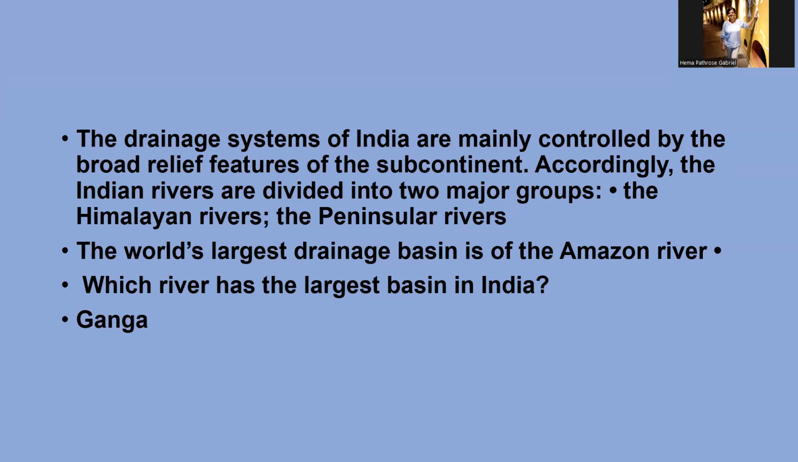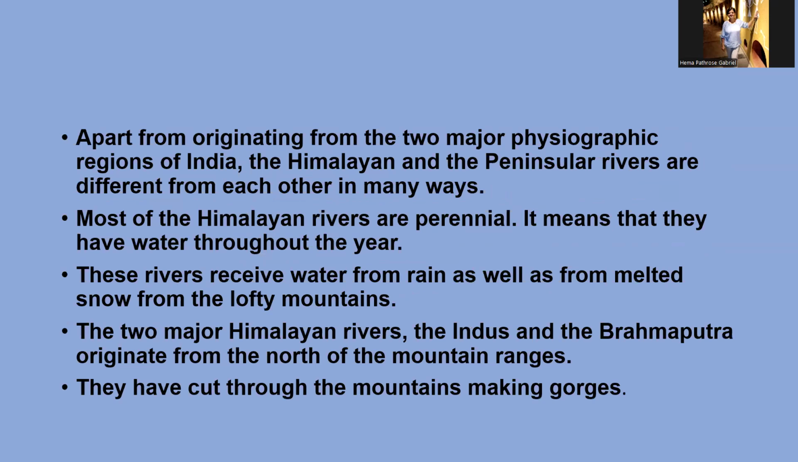The Himalayan rivers originate from Himalayas. The peninsular rivers originate from central highlands, western Ghats, and eastern Ghats. And do you know, world's largest drainage basin is of Amazon River, and India's largest drainage basin is in Ganga. Apart from originating from the two major physiographic regions of India, the Himalayan and peninsular rivers are different from each other. Though they originate from mountains, they are different from each other.